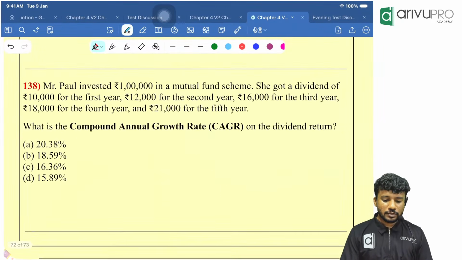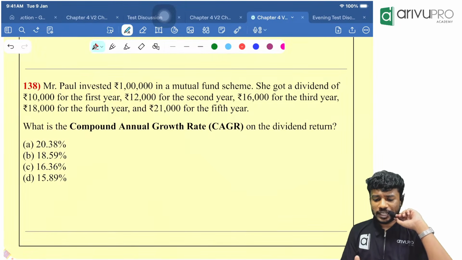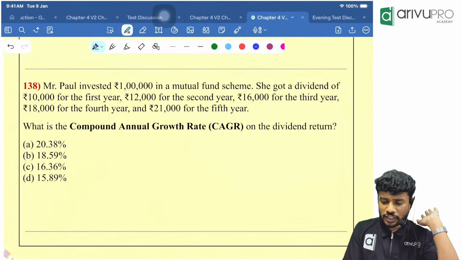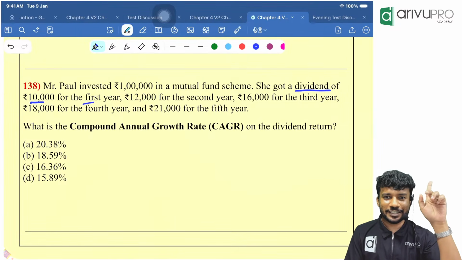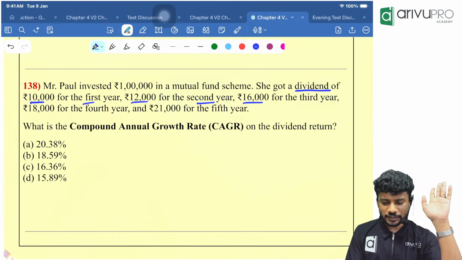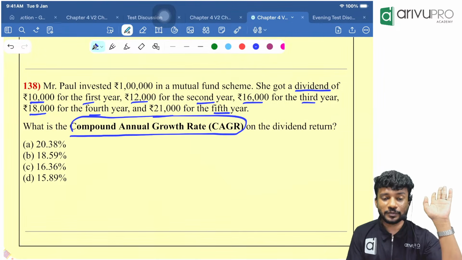138th question. Paul invested 1 lakh in a mutual fund. She got a dividend of 10,000 in the first year, 12,000 second year, 16,000 third year, 18,000 fourth year, 21,000 fifth year. Then they are asking what the compound annual growth rate is.